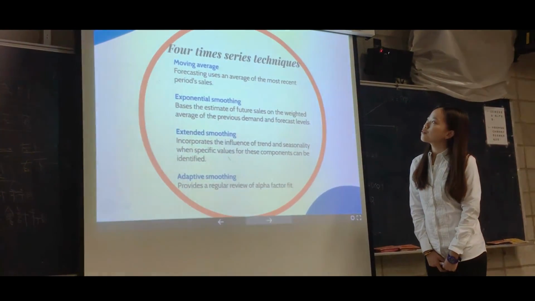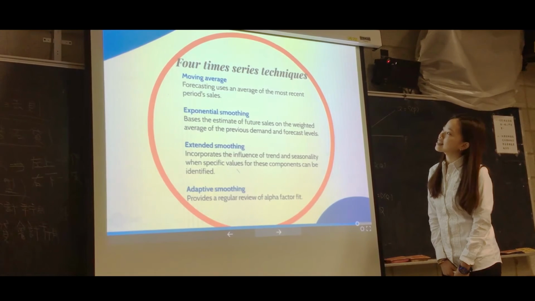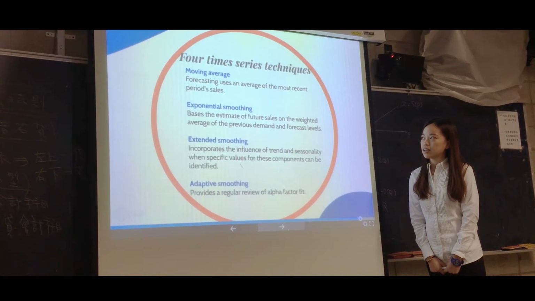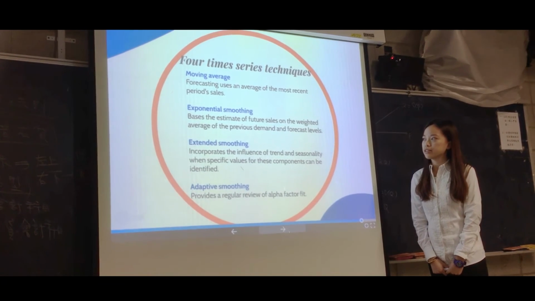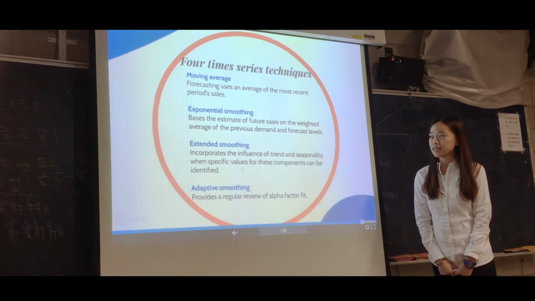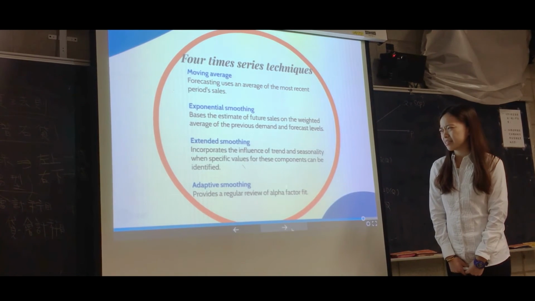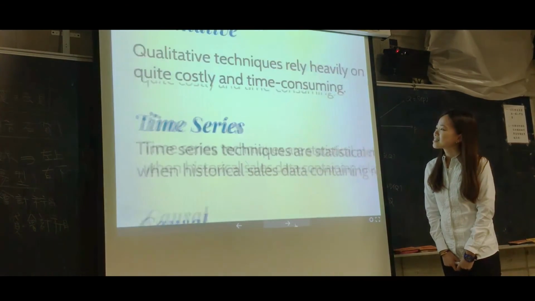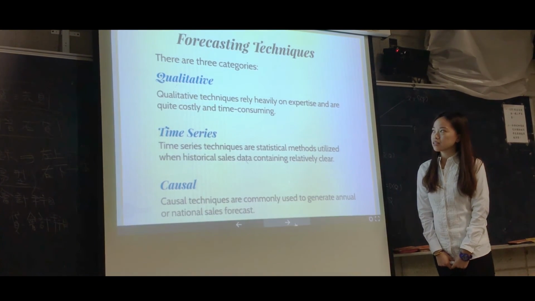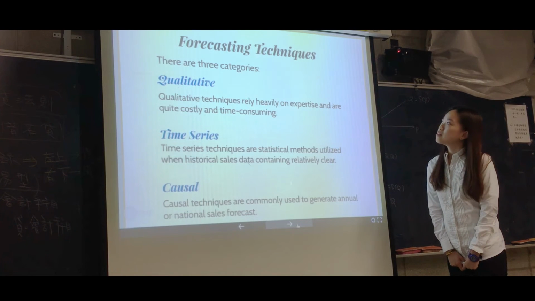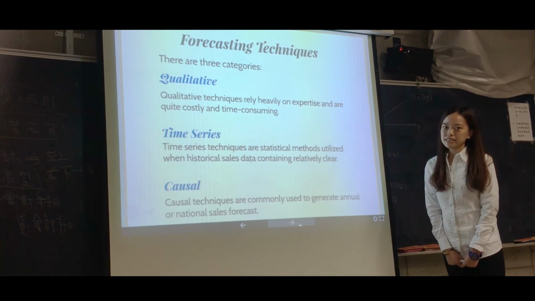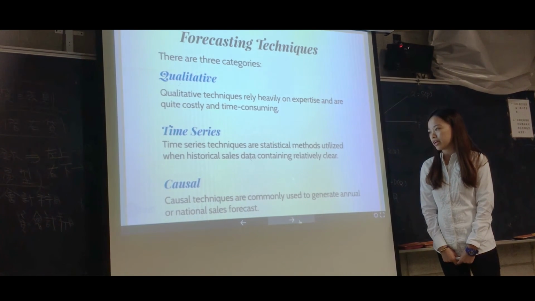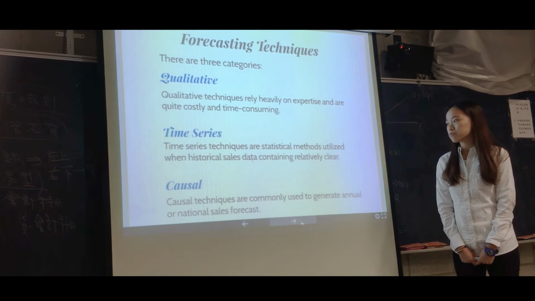And there are 4 time series techniques. The first one is moving average, the second one is exponential moving average, the third one is distance moving, and the last one is adaptive moving. And the last category of forecasting technique is causal. Causal techniques are commonly used to generate annual or national sales forecasts.